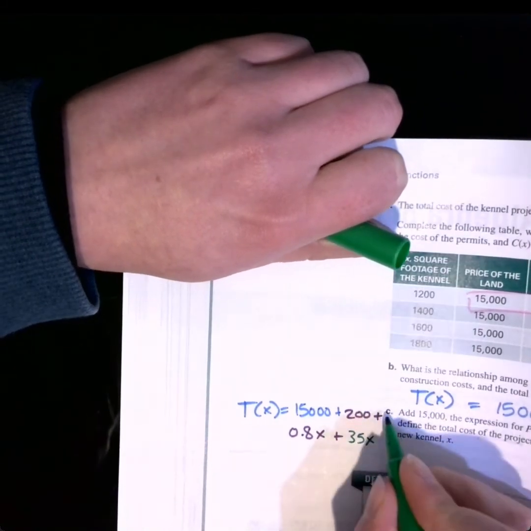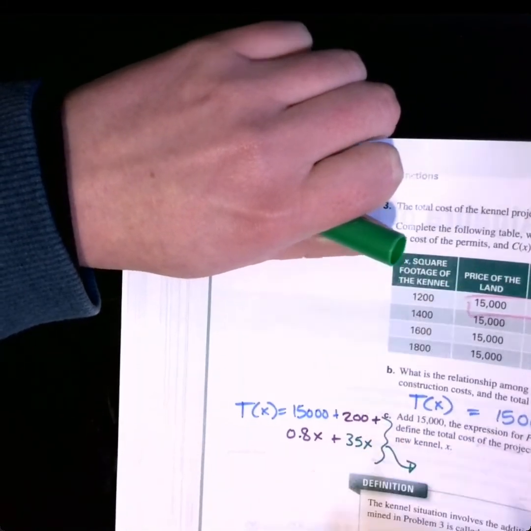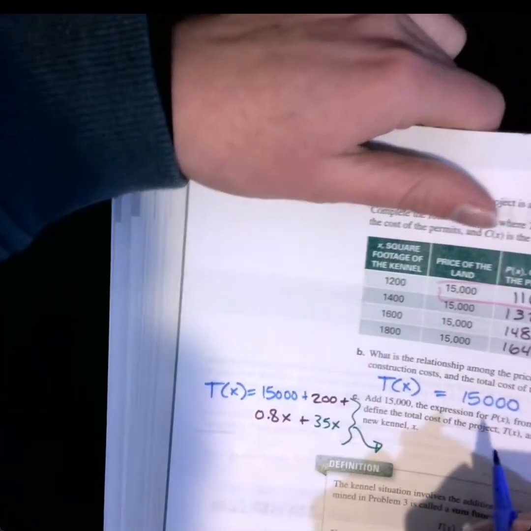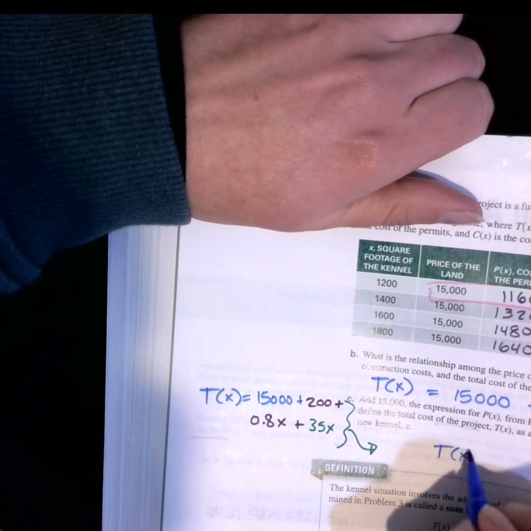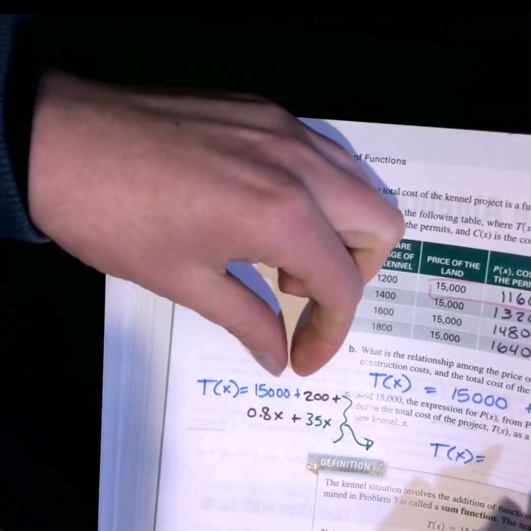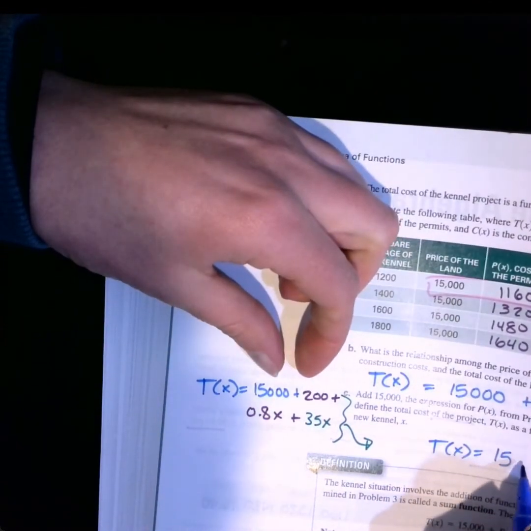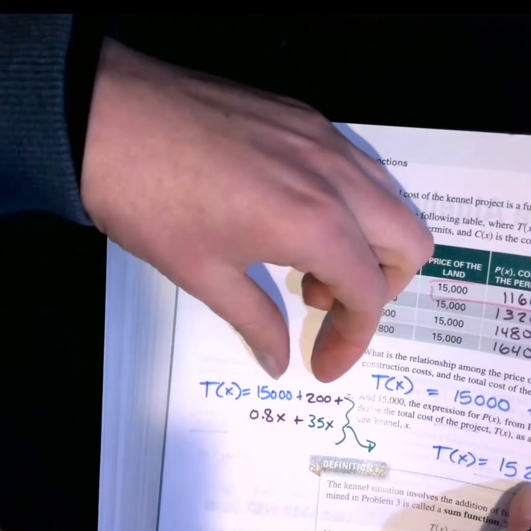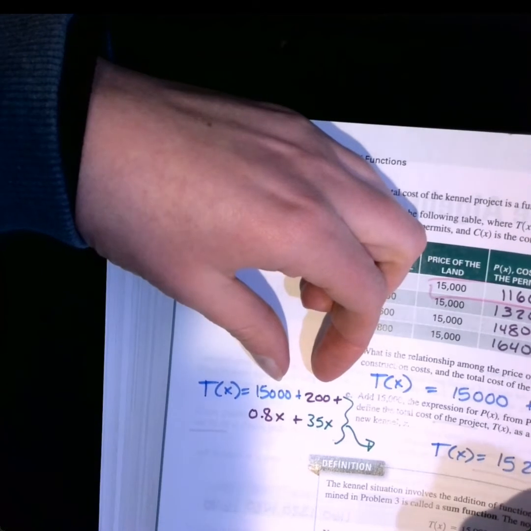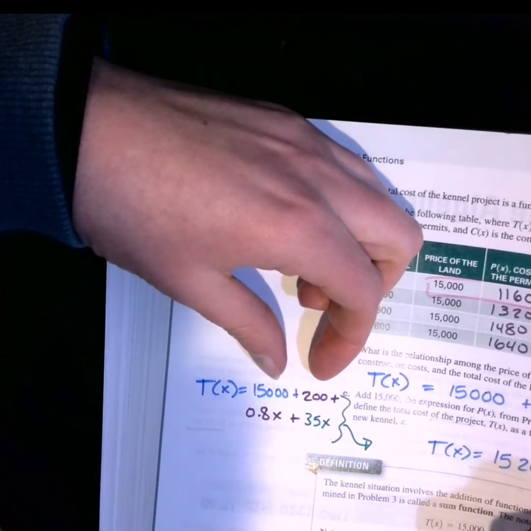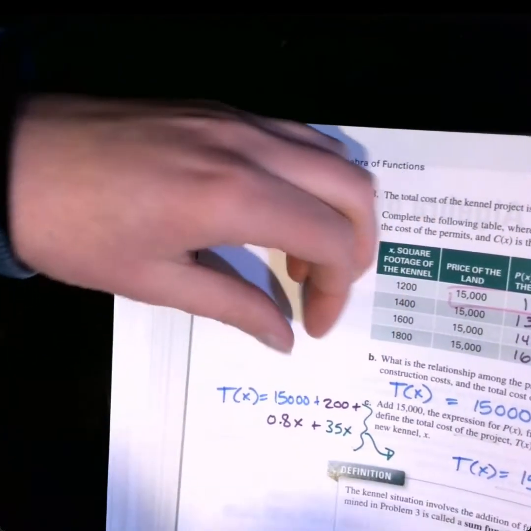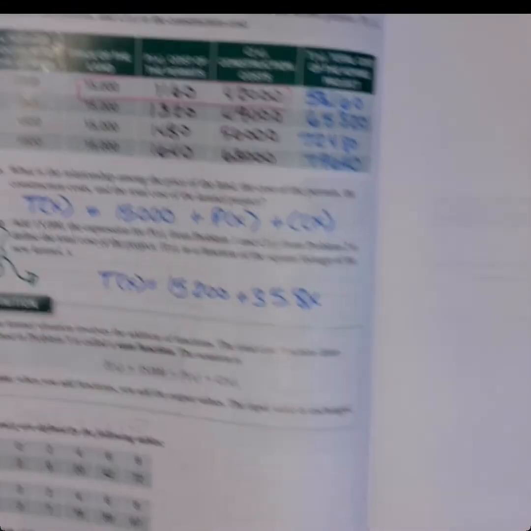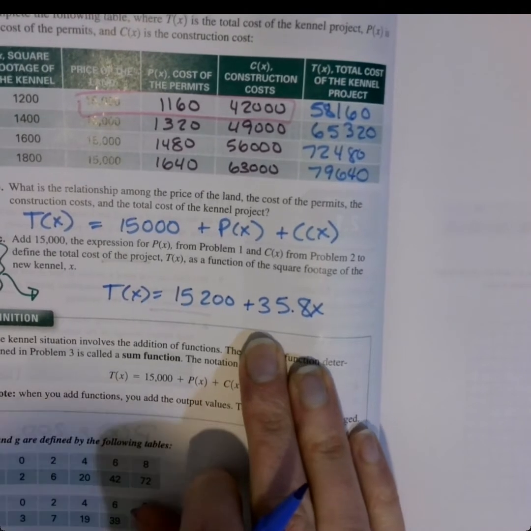So if I put all of those pieces together and combine our like terms, we'll get our simplified total function. So our total cost function is 15,000 plus 200, so 15,200, plus 35.8x. So that is the sum function. Sorry, I got to move my screen back over. That's our sum function when we combine our like terms.